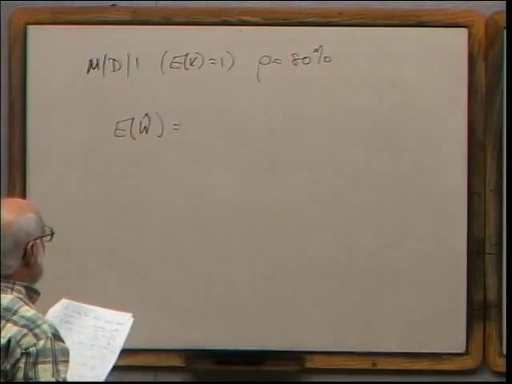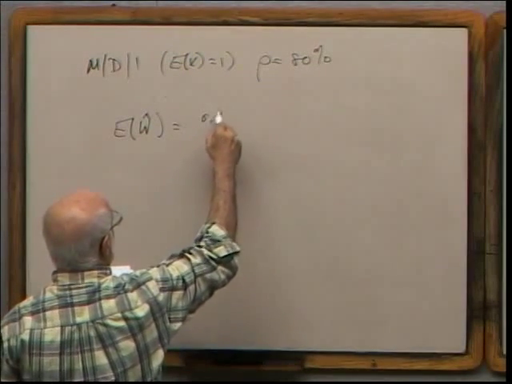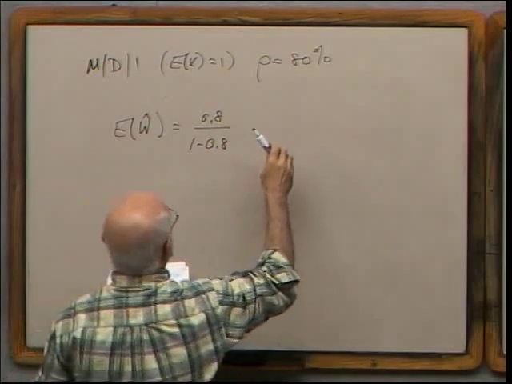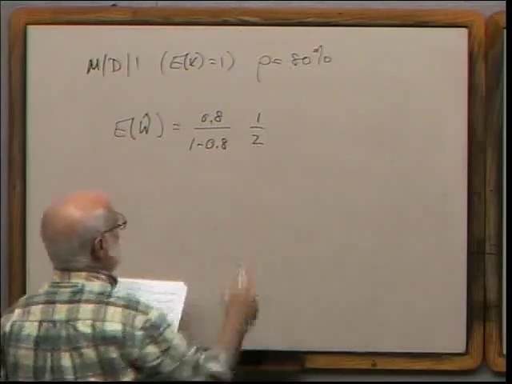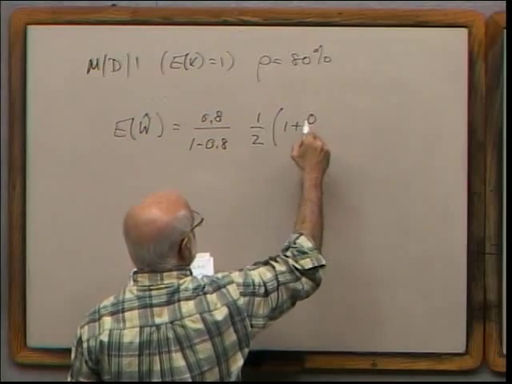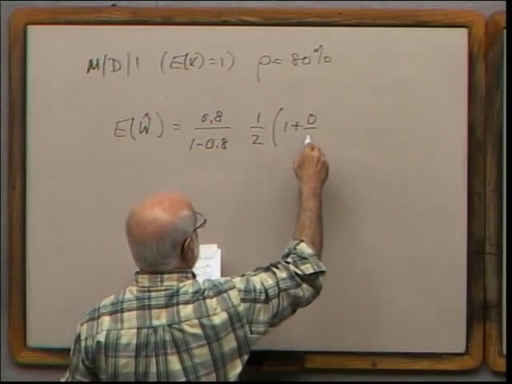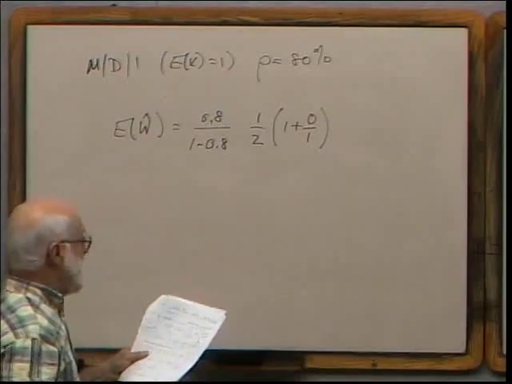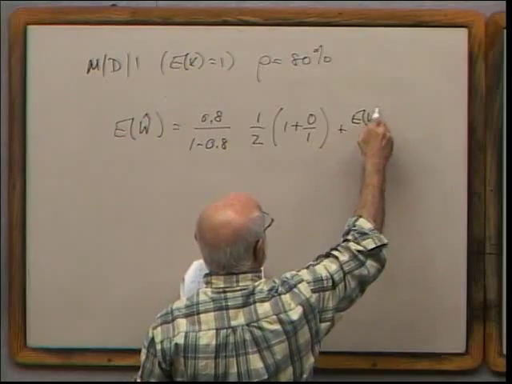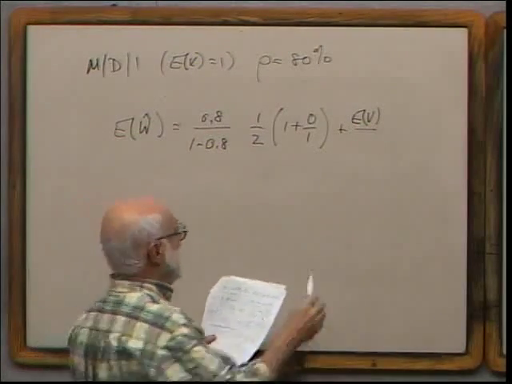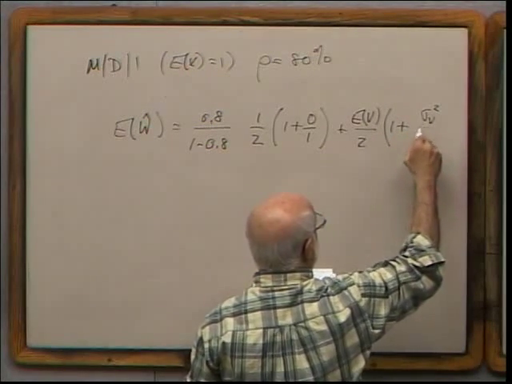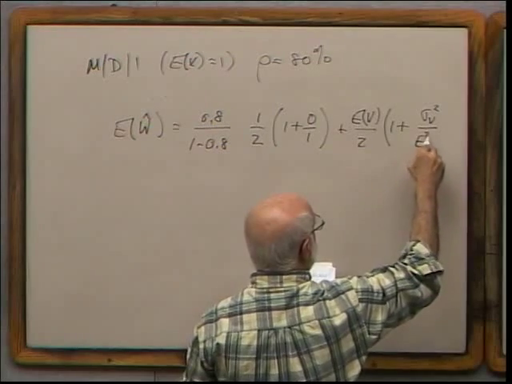Well, it would be equal to rho over 1 minus rho, times the average service time divided by 2, times 1 plus the variance of the service times divided by the square of the average service time, plus the average value of the length of a vacation divided by 2 times 1 plus the variance of the vacation lengths divided by the square of the average vacation length.